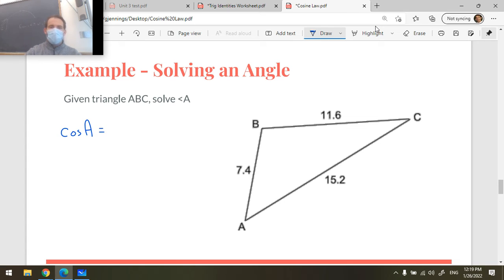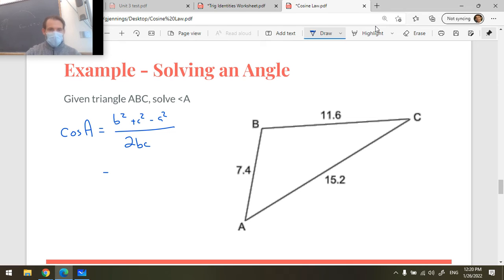So I'm going to start by writing down my formula. Cosine of A is equal to B squared plus C squared minus A squared, over 2BC. Yeah, right, Mr. Jennings, you don't have that memorized. Actually, I just did all my inverse operations in my head. Okay, I don't have that memorized. So now I take this one and evaluate, and that's going to give me cosine of A.